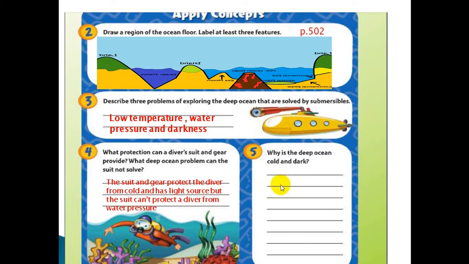But this suit cannot protect a diver from water pressure, because this suit will not keep him safe from the water pressure. Question 5 was, why is the deep ocean cold and dark? Why, as we go down in the ocean, do we find it cold and dark? Because sunlight cannot reach the deep water.